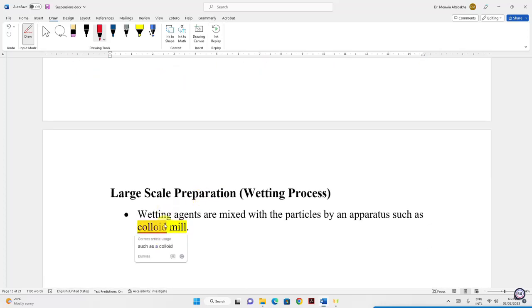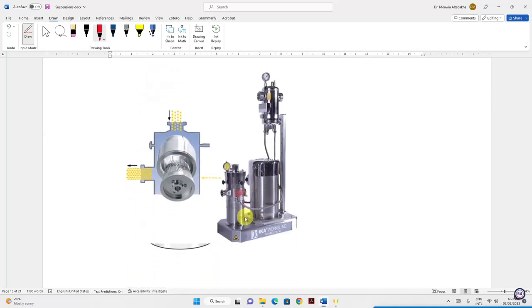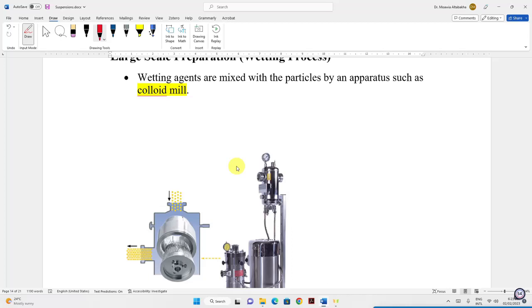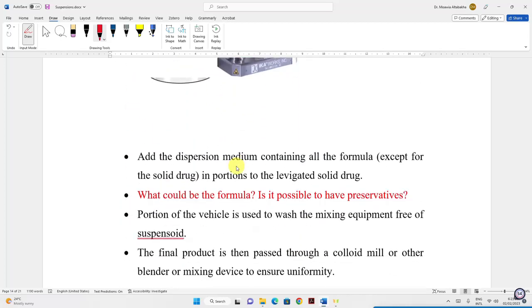On a large scale, we will do the same thing, but we will use what we call a colloidal mill. Okay, this is a colloidal mill that will help you prepare suspension on a large scale. Usually, you have the drug particles that you are trying to levigate, and you have the vehicle that contains all other ingredients like coloring agent, flavoring agent, sweetening agent. You have that vehicle. So you have the drug particles, the solid particles that you are levigating, and then you have the vehicle. And then with the vehicle that has all the formula except the drug, you will start diluting the suspension that you prepared in the mortar and pestle.